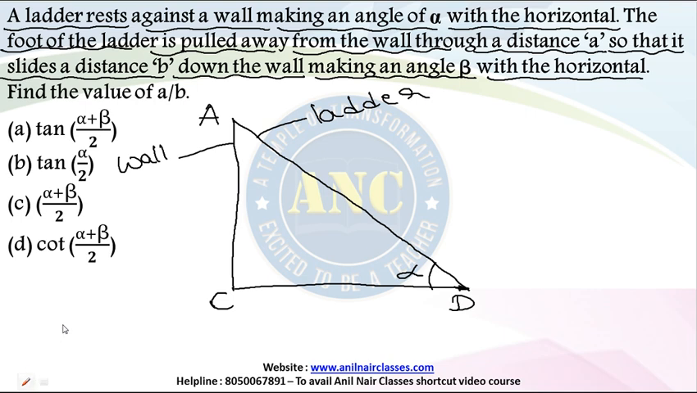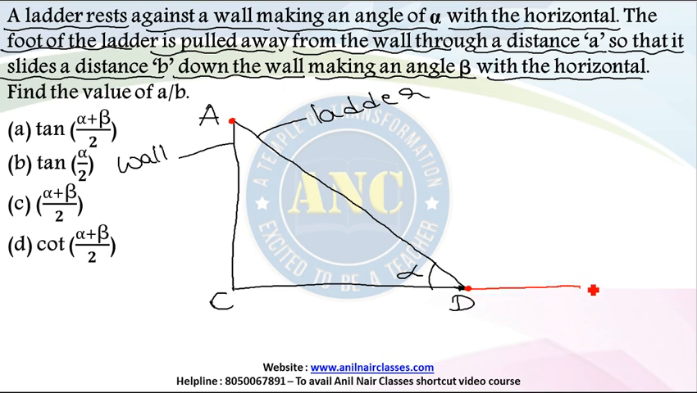Let me use a different color to represent this in the diagram. This is my foot of the wall. What is that they are saying? I will pull this foot of the wall. The foot of the wall is pulled away from the wall. That means the ladder which is like this as AC, I will take the foot, I will keep my hand on this foot of the ladder and I will drag away from the wall.